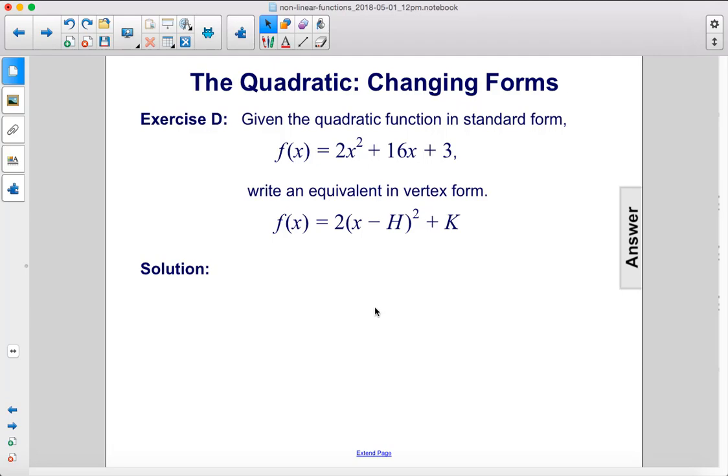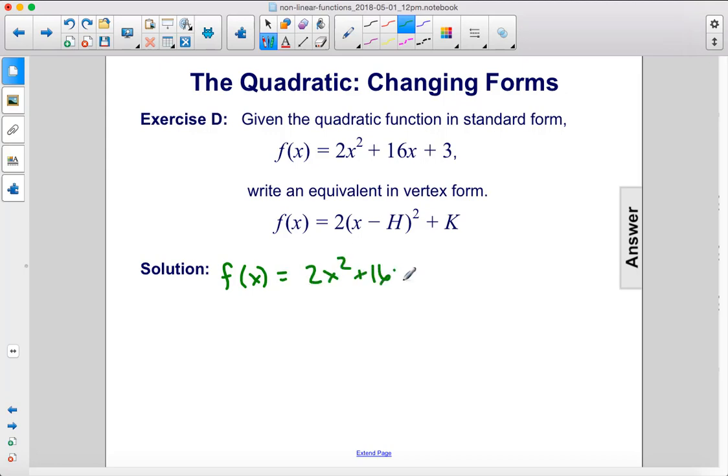Exercise D. Given the quadratic function in standard form, f of x equals 2x squared plus 16x plus 3, write an equivalent in vertex form. Alright, so now we have an a that's not 1, it's 2. And we see that same a value here. So we have f of x equals 2x squared plus 16x plus our mystery number plus 3, and then subtract another mystery number out of it so that the whole expression remains the same.